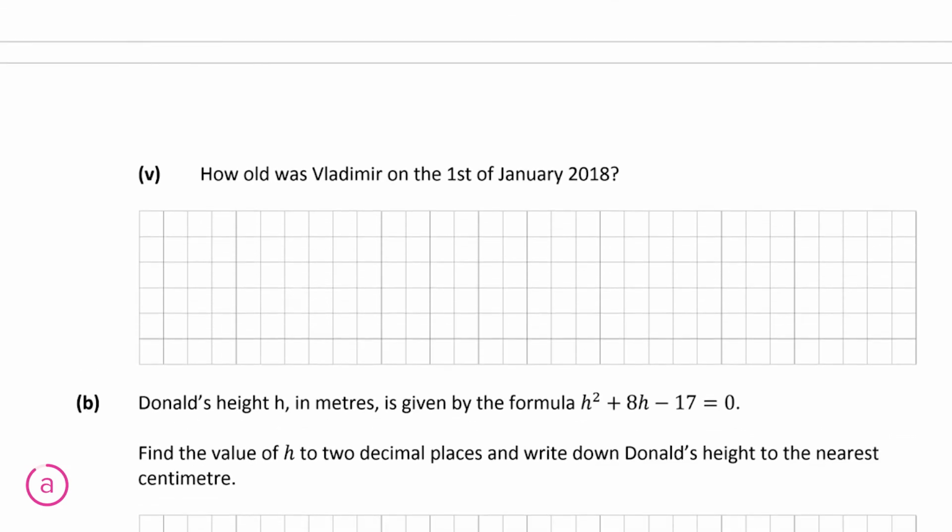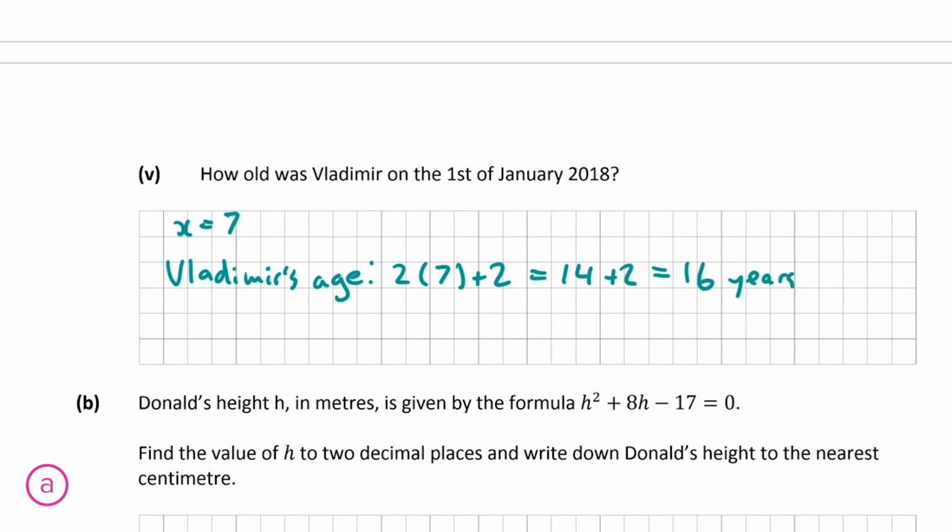In part 5, we're asked how old was Vladimir on the 1st of January 2018. So we have to use our answer from part 4, which is that x is equal to 7, to find Vladimir's age. So we worked out previously that Vladimir's age in 2018 was 2x plus 2, which in this case is 2 times 7 plus 2, which is equal to 16. So that's the answer for part 5.